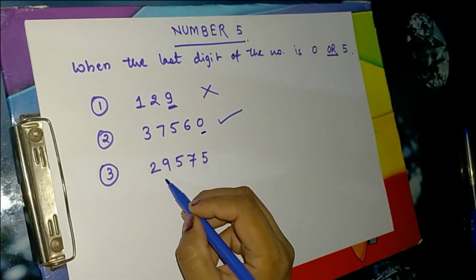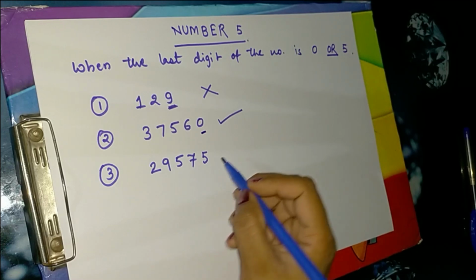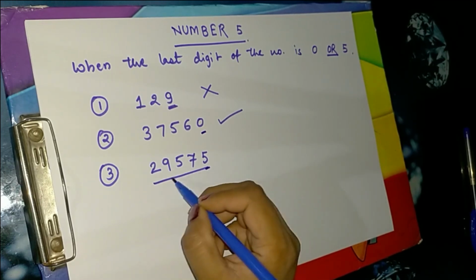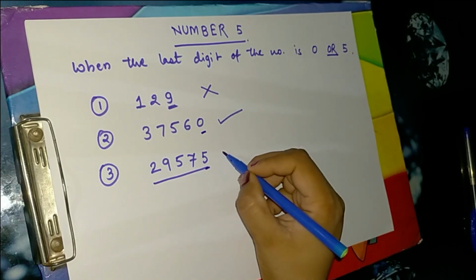Here our third number is 29,575, and the last digit of this number is 5. So we can say that this number 29,575 will also be divisible by 5.